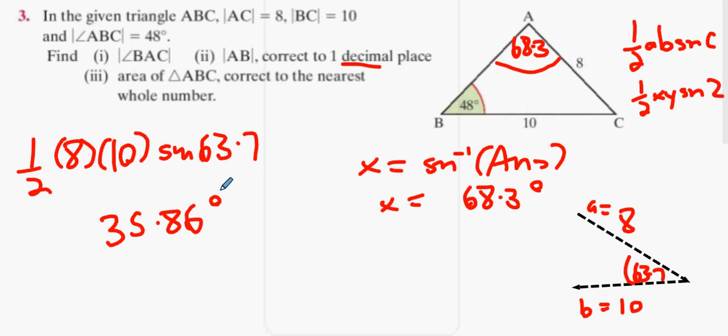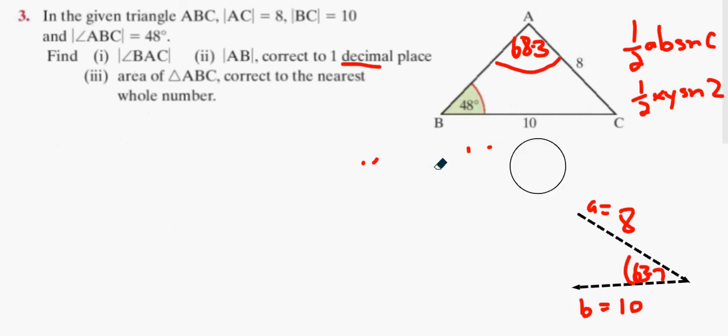Is that okay with you guys? 35.86 degrees. Oh, sorry, not degrees, centimeters squared. Is it centimeters? It doesn't tell us what the units are. It doesn't say if it's meters or centimeters, so it'll say units squared. Now if I actually read the question properly, I have a habit of jumping the gun, I also have to find out what AB is.